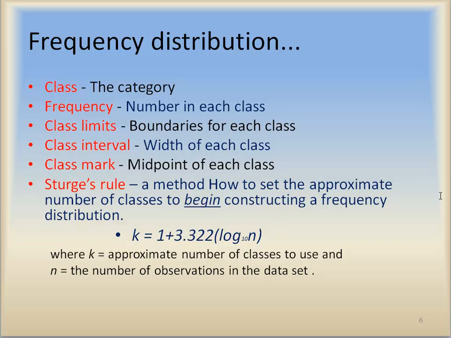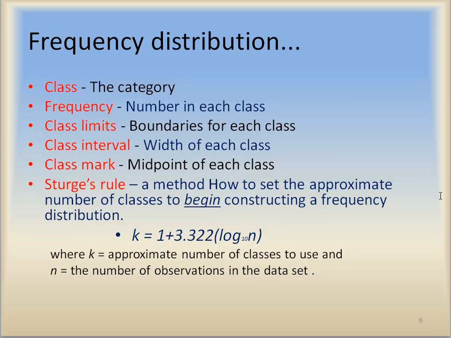Whereas the width of each class, say 18 to 20 has a width of 2, 20 to 22 has a width of 2, and so on. They're called class intervals. There is also one other important point. It's called the class mark, and the class mark is the midpoint of each class. For example, in the age range 18 to 20, the class mark or the midpoint would be 19. On the age range 20 to 22, a class mark would be the midpoint, which is 21.